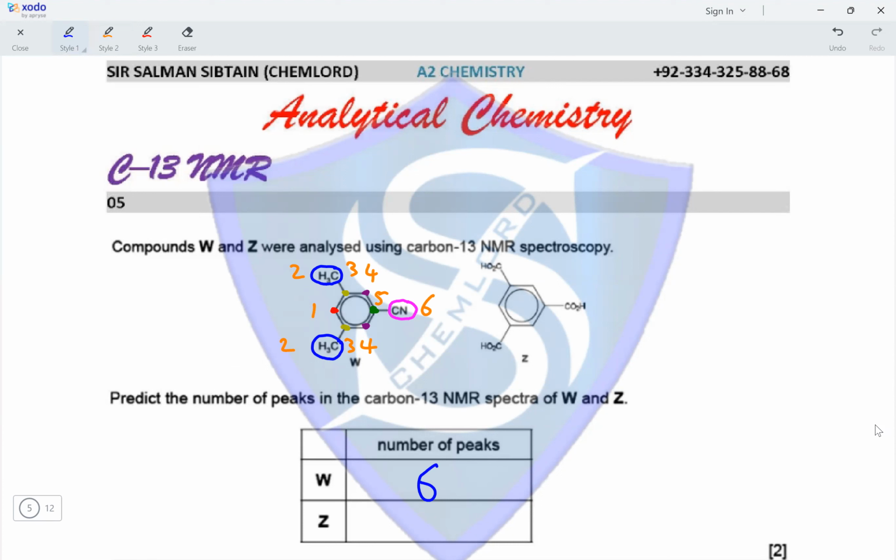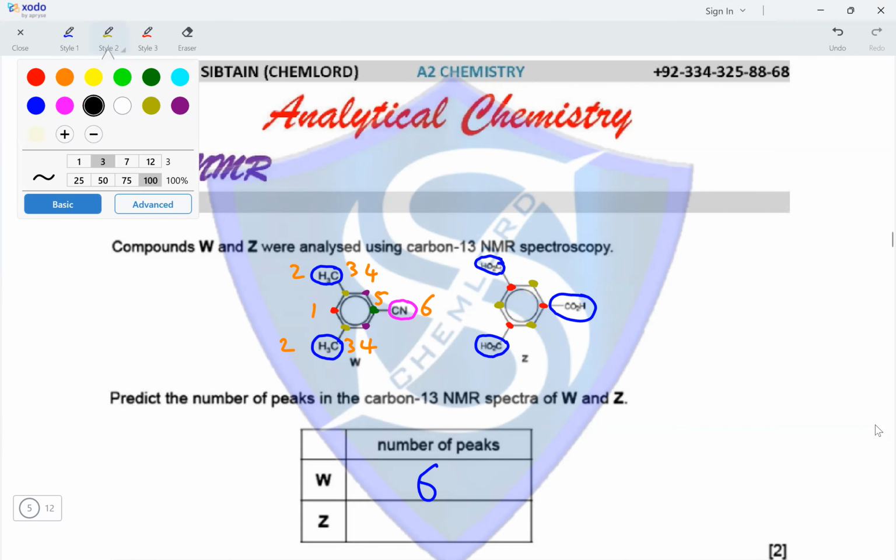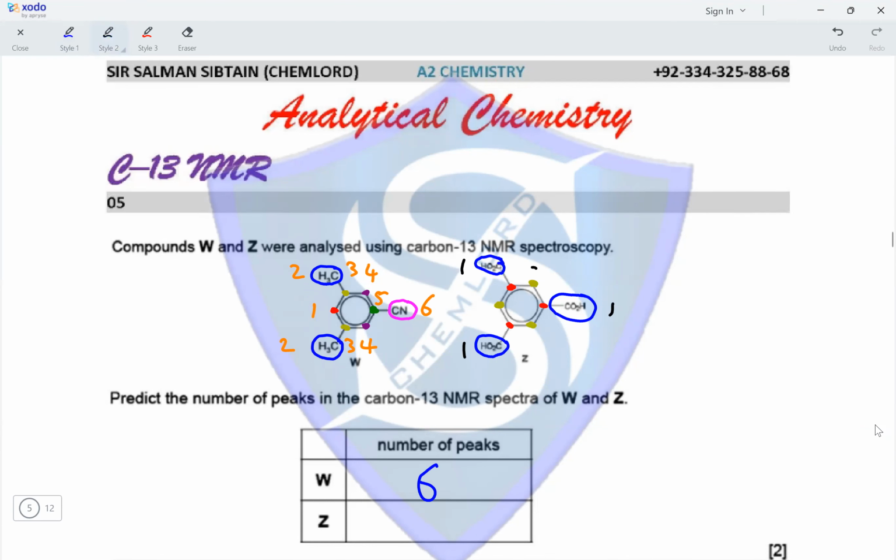Now looking at compound Z, there is one environment that is common for the three COOH groups. So that is one environment. Then the carbon atom attached to the COOH group on the benzene ring would be the second environment, and all of the remaining carbon atoms on benzene would give us the third environment. So in total, we end up with one, two, and three separate environments present on compound Z, giving us three separate peaks in the carbon 13 NMR spectrum of Z.